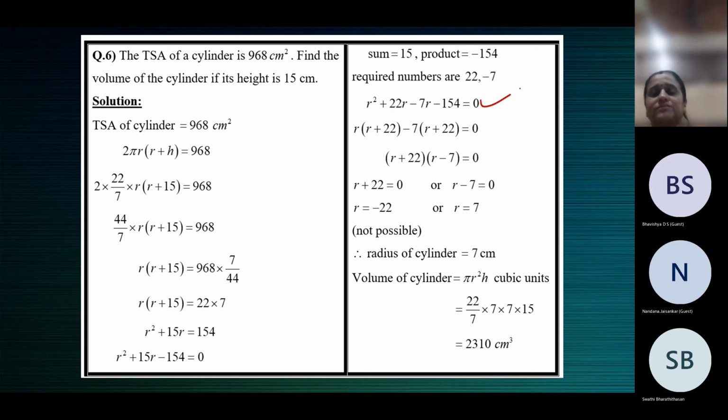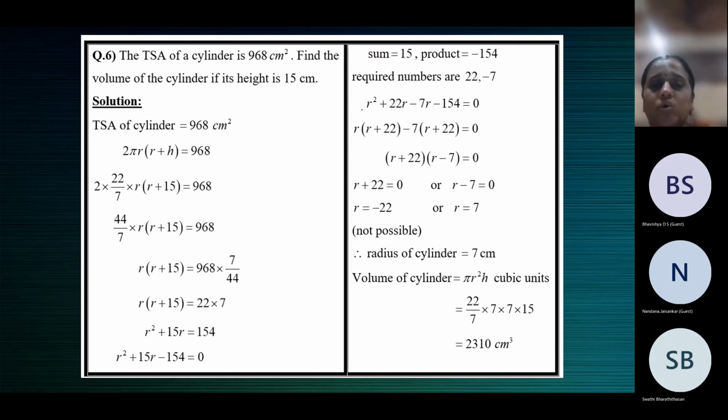Is this step understood? Yes, ma'am. Write the first term as it is, R square. Write the last term, minus 154, as it is. Split the middle term as plus 22R minus 7R. Anything you can write first. You can write minus 7R first also, and then plus 22R. So we have split the middle term.